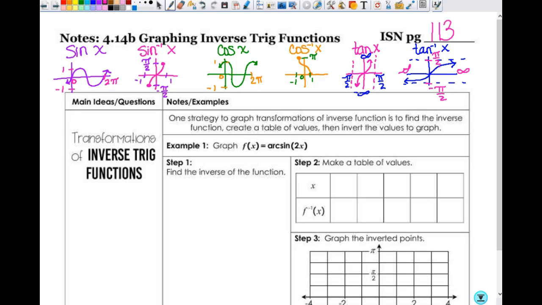Just like with every other parent function ever, you have to know what the shape of it looks like in your brain. You have to. Just like with these, you have to know what these look like so that you can go and do the transformations. Same thing here. So you have to know what sine, cosine, and tangent inverse look like so you can sketch that so that you can do the rest. This is going to be a piece of cake if you know what they look like.